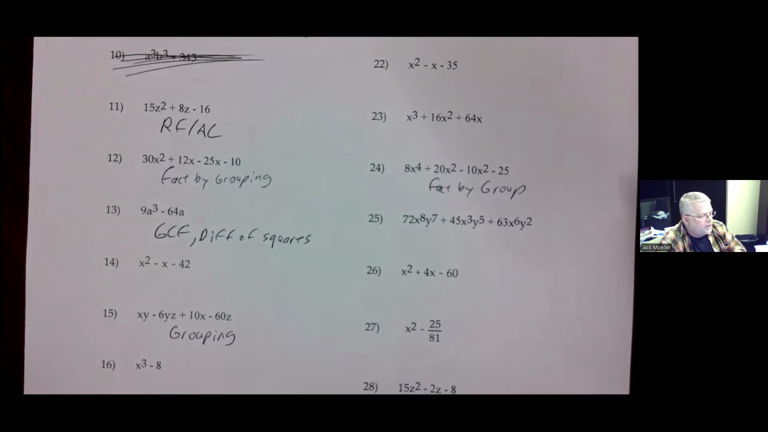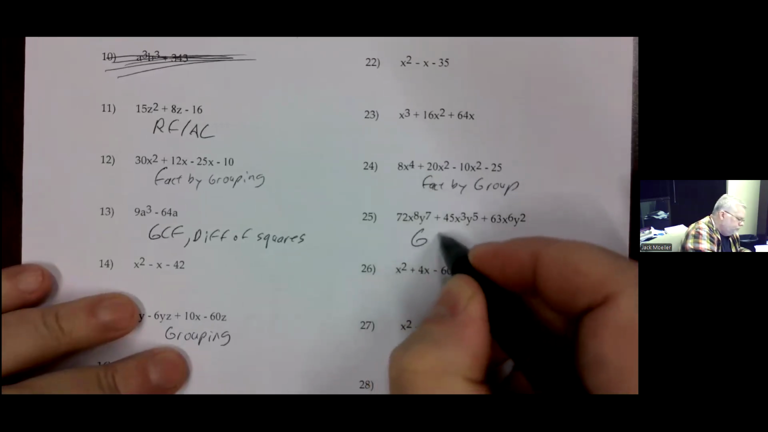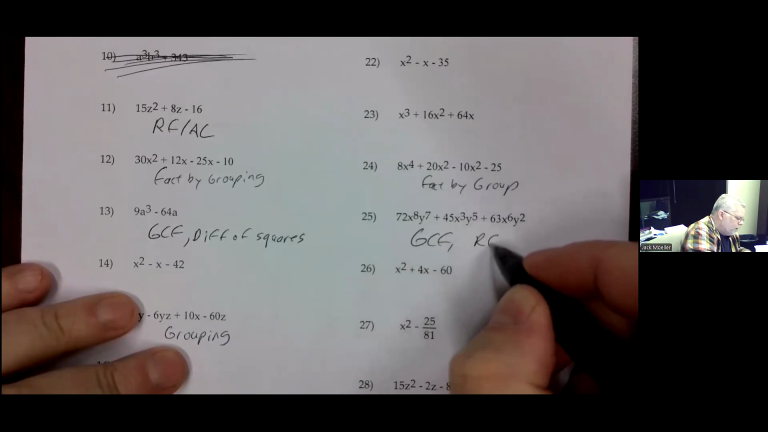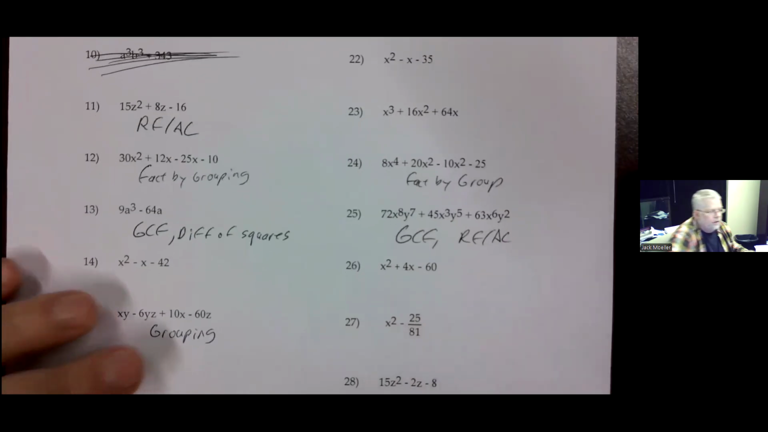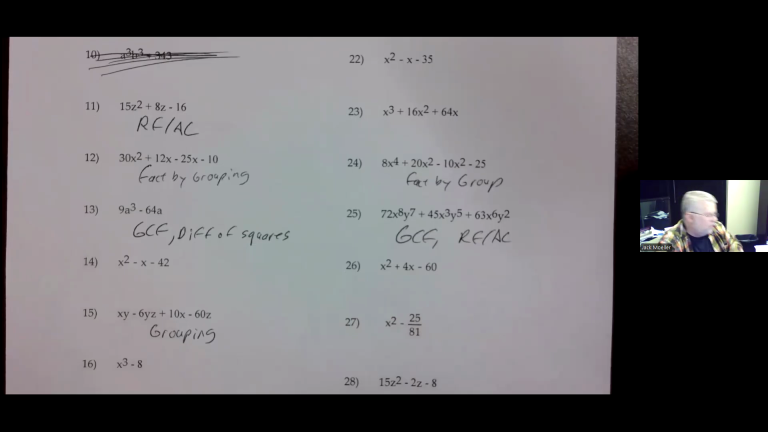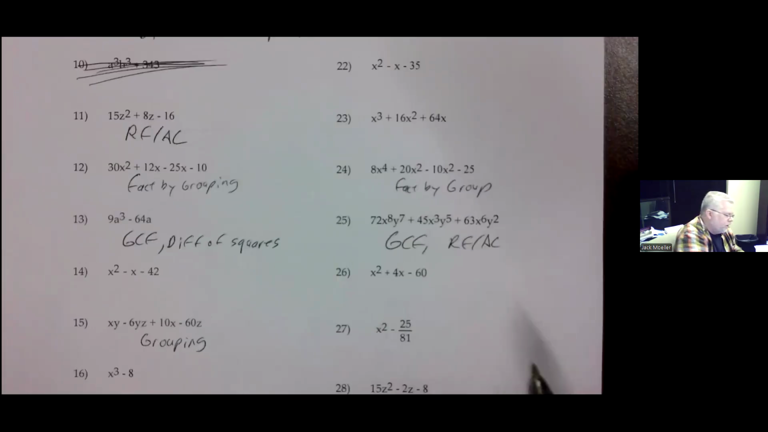And the messier it is, I mean, theoretically, it's a trinomial, so it could be reverse FOIL AC method. That one, especially with 2 variables and all those exponents, is just a GCF problem. But theoretically, since we haven't done these yet, it could be reverse FOIL AC. And this is what I'm going to try to train you on: once you do the GCF, how do you know if there's another technique or not?